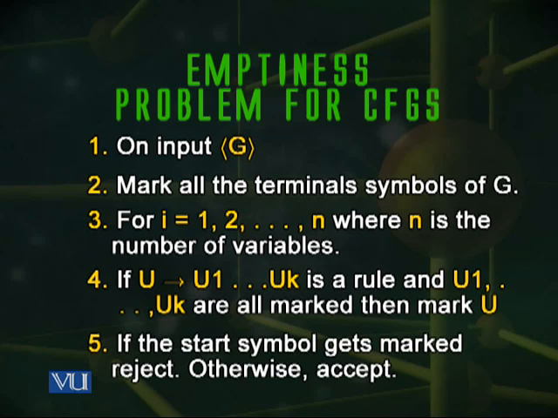If at the end of this algorithm the start symbol gets marked, we will reject the input, otherwise we will accept the input. What we're trying to do here is mark all non-terminals from which we can derive a string of terminals only. Therefore, if we have a non-terminal that only goes to terminal, it will be marked in the first phase. On the other hand, if there's a non-terminal that goes to a non-terminal which only goes to terminals, that would be marked in the second phase, and so on.